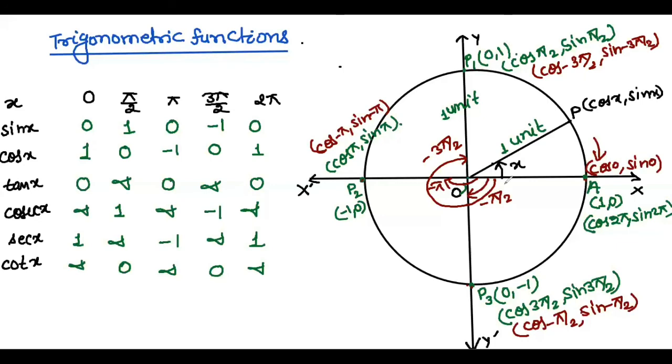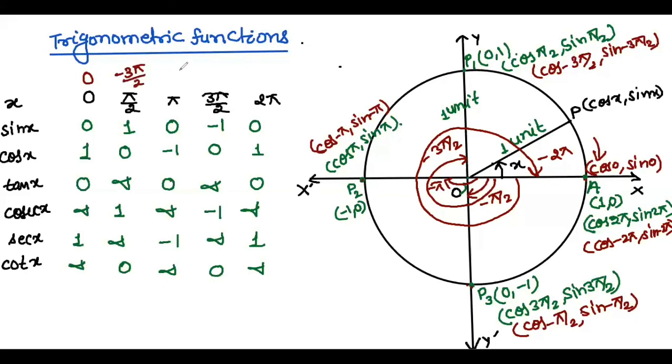Then again in the clockwise direction, this is minus 2 pi. So here we can write cos of minus 2 pi and sine of minus 2 pi. And this is equal to cos 2 pi and sine 2 pi respectively. Values are 1 and 0. So I'm going to write here minus 3 pi by 2 equals pi by 2 values. Then minus pi equals pi values. Then minus pi by 2 equals 3 pi by 2 values. And minus 2 pi equals 2 pi values.